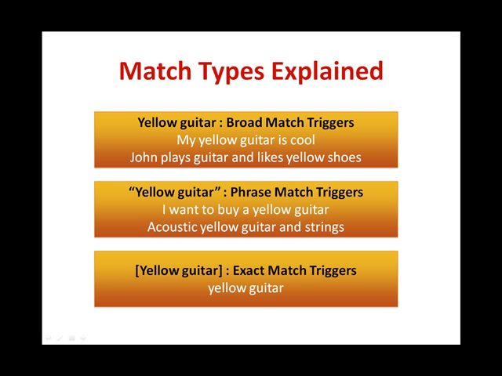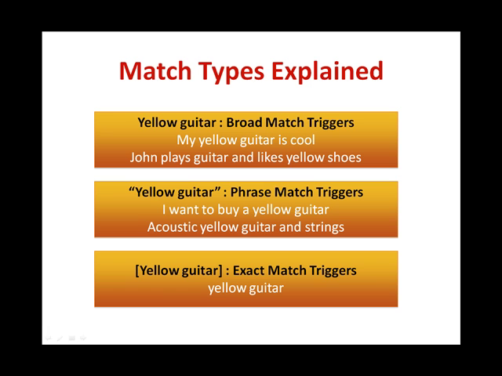Broad match is the default option. Your ad will appear as long as the user searches for yellow and guitar in any order and even along with other terms. For example, if a user searches for the phrase "my yellow guitar is cool" or "John plays guitar and likes yellow shoes," your ads will automatically appear. Broad matches are often less targeted.